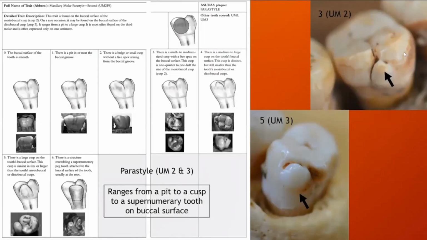We've got some pictures here where on that maxillary second molar, it is kind of its own little cusp sticking out there. It's not too big, but it's definitely something you would want to pay attention to. And then on that third molar that's pictured, it actually looks like it's heading more towards a supernumerary tooth than another cusp.